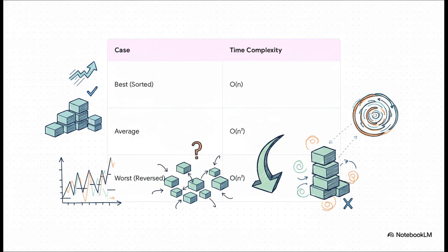Now, if we look at its performance, it's pretty similar to bubble sort. It has that great best case of O of n if the list is already sorted, mainly because it barely has to do any shifting. This actually makes it the fastest of these three simple sorts if your data is already almost sorted. But for an average or totally reversed list, yeah, it's still stuck at O of n squared.